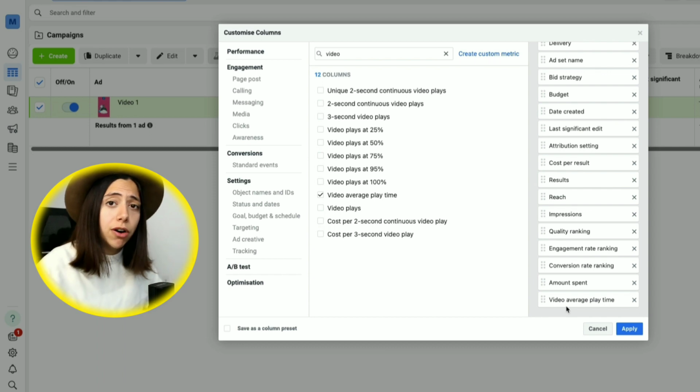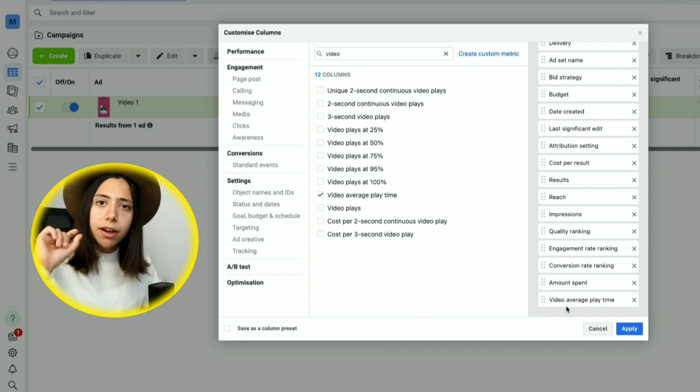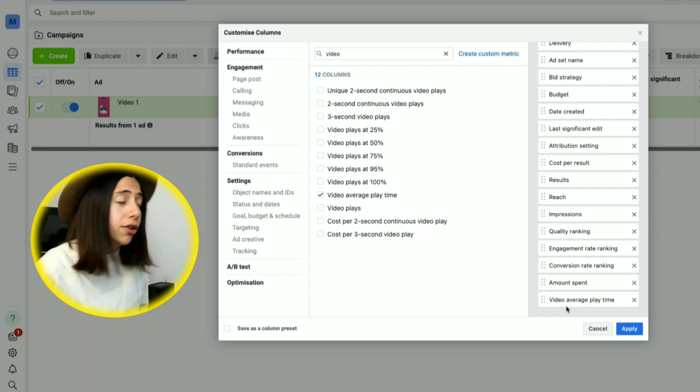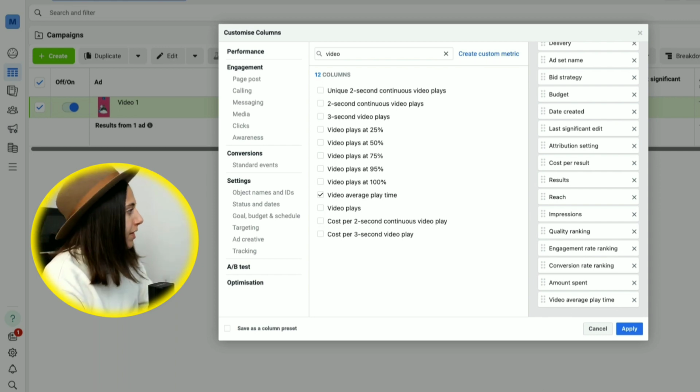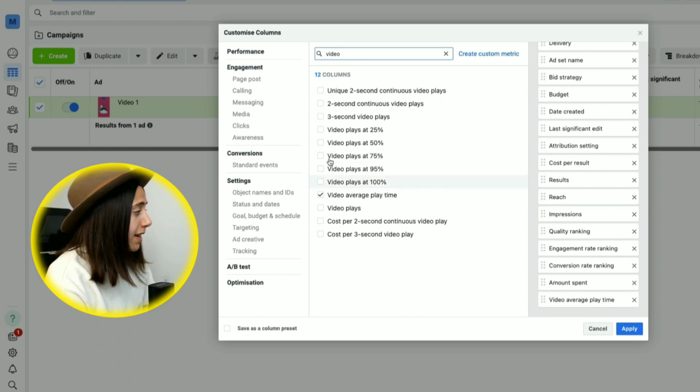Is your hook not catchy enough? Is the video right after the hook, the unique benefit, not showing up as it should? I would fix that up. Then we will put video plays at 75%.